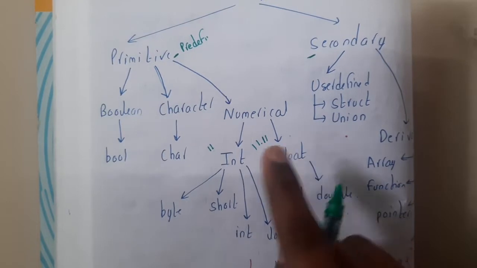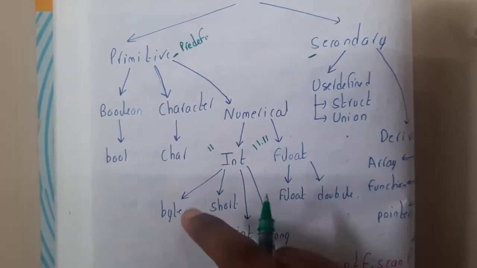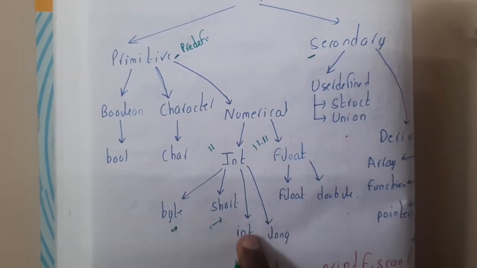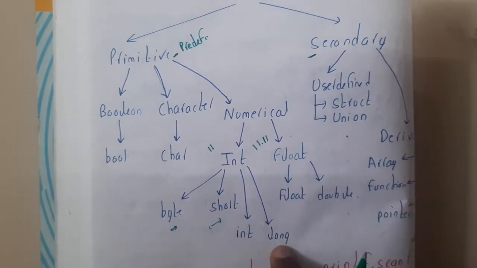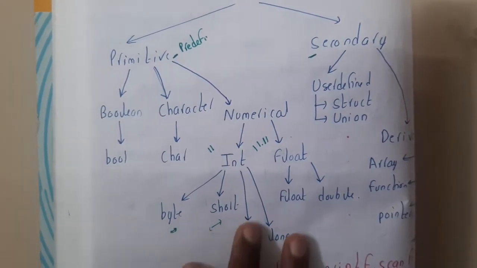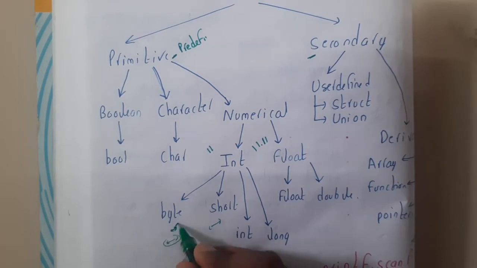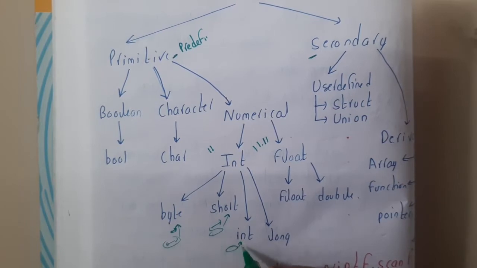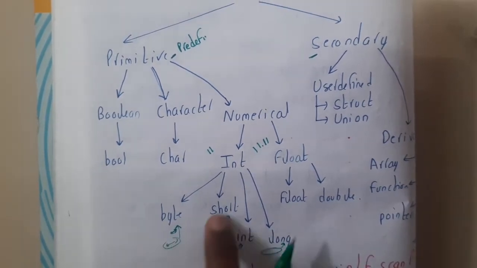Inside int we have four different types. Byte is really small, and short is a bit longer. Int is greater than short, I am talking with respect to size, and long is very long when compared to int. Based on your requirement, if your range of numbers is really low, you can use byte. If it is medium, you will go for short. If it is large, you will go for int. If it is extra large, you will go for long.